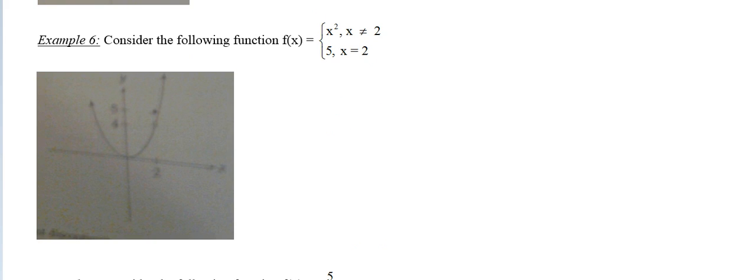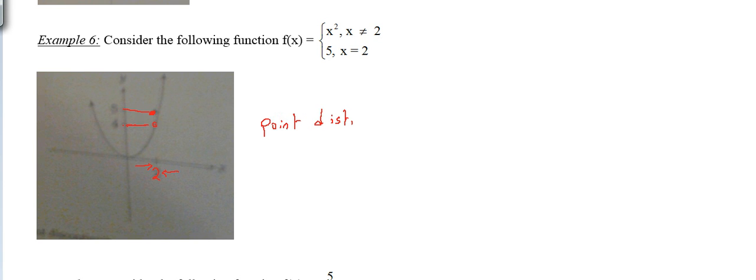Example 6. If x is not equal to 2, it's x squared. This means the limit of f of x as x tends to 2 minus is equal to the limit of f of x as x tends to 2 plus. But both are not equal to f of 2, because f of 2 is here. The limit to the 2 minus is 4, the limit to the 2 plus is also 4, but f of 2 is exactly 5. This we call a point discontinuity.